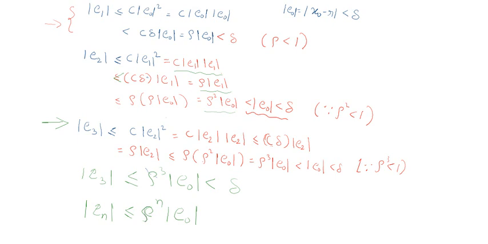How will this help us now? Since rho is less than 1, rho to the power n tends to 0 as n tends to infinity, and mod E naught is a fixed constant number. So the right side tends to 0 as n tends to infinity, and you have 0 less than or equal to mod En. So by the sandwich theorem, mod En also tends to 0 as n tends to infinity. This gives you a guarantee that Newton's method converges.